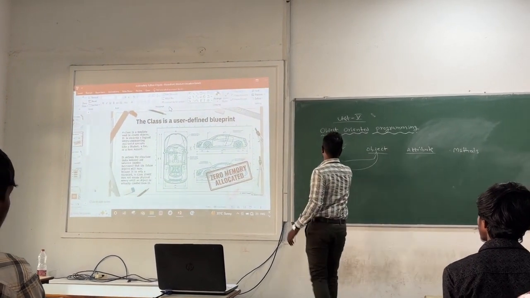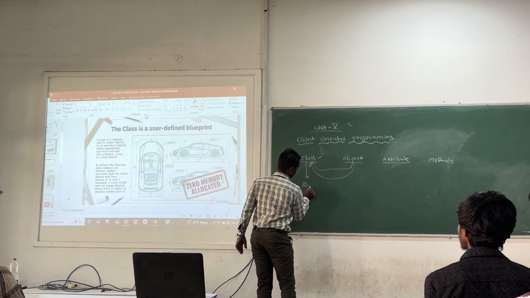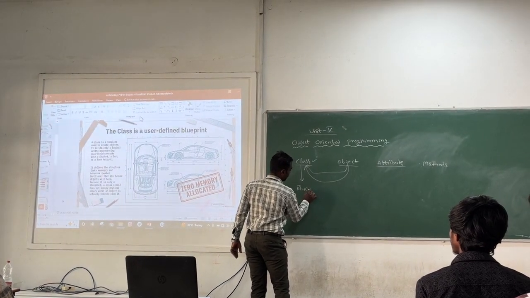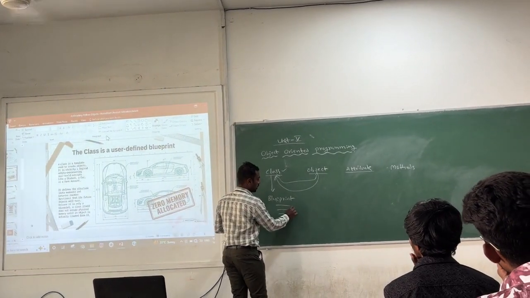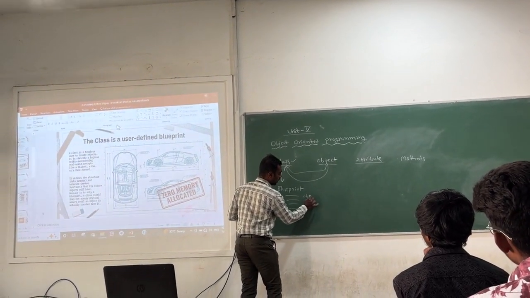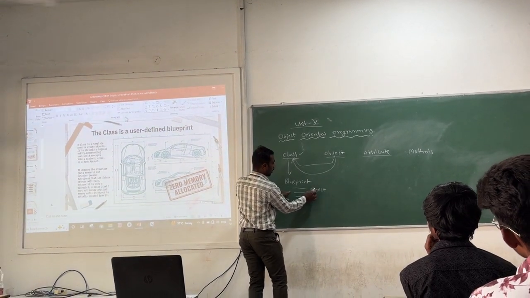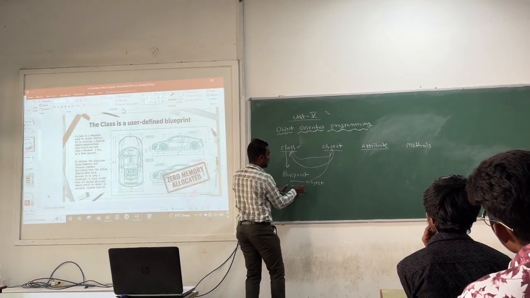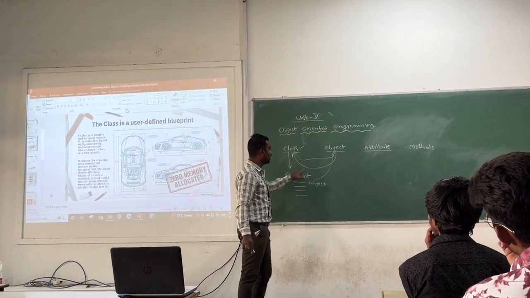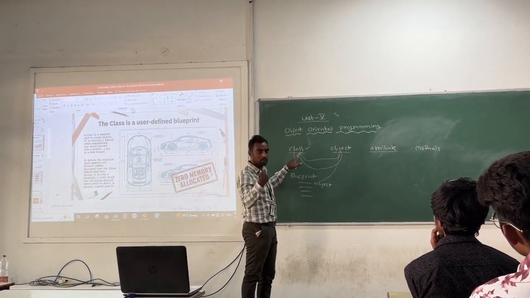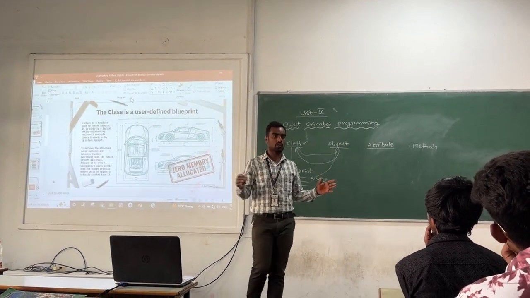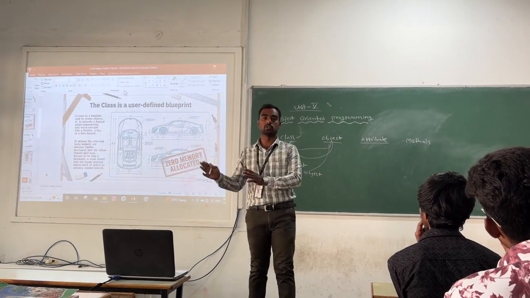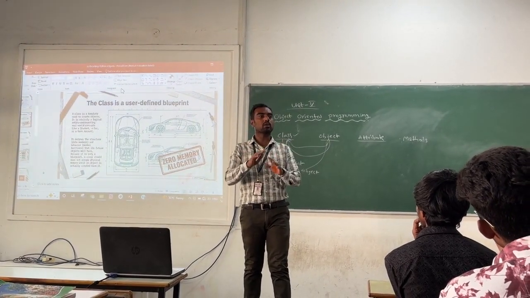Class is like a blueprint. It contains a number of modules. Each module is called an object. Object is an instance of the blueprint. Simply, object is one of the modules in the class. Class contains different modules, so class is like a blueprint.